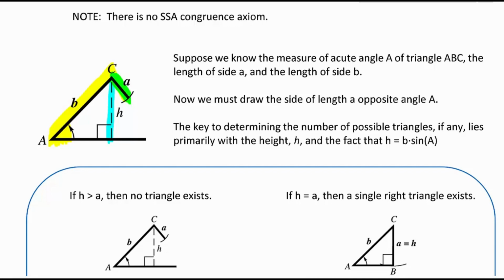So where are we getting that? If we look at this triangle, it's a right triangle, so we can use SOHCAHTOA, and from angle A, h is opposite and b is our hypotenuse. So sine A is equal to h over b. And if we solve for h, we get b sine A. That's where that comes from.